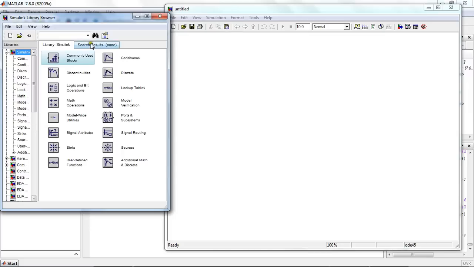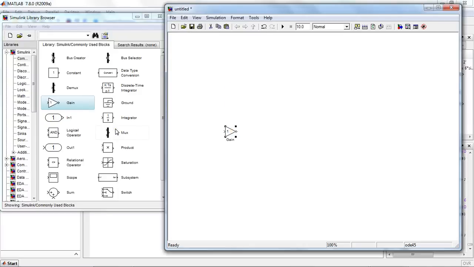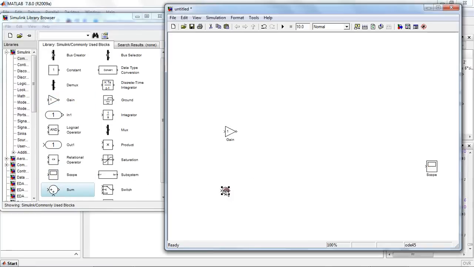Okay, so let's first go to the common blocks. What are the common blocks we'll be using? So we'll be using gain, we'll be using scope, we'll be using summation sign. What else? We'll obviously use integrators, 2 integrators. We need a sine and a cos.